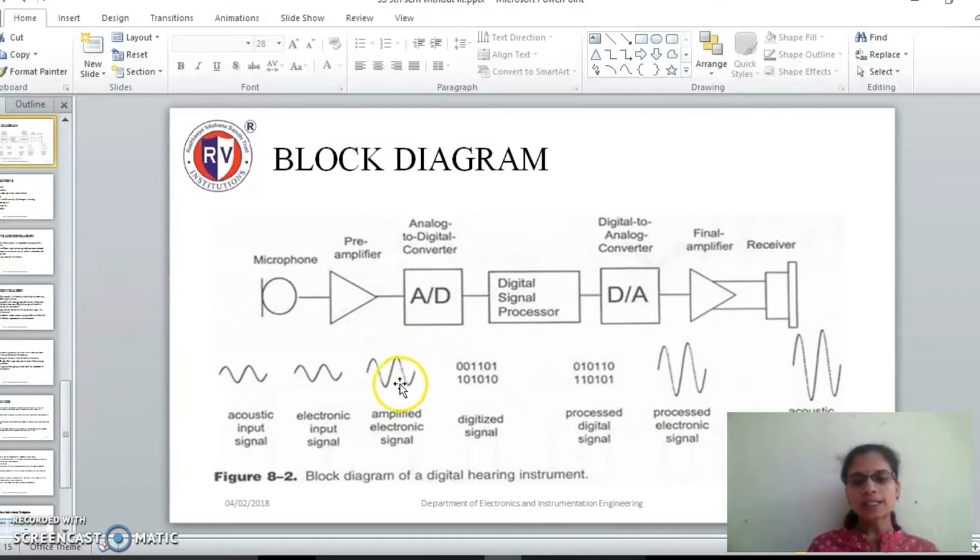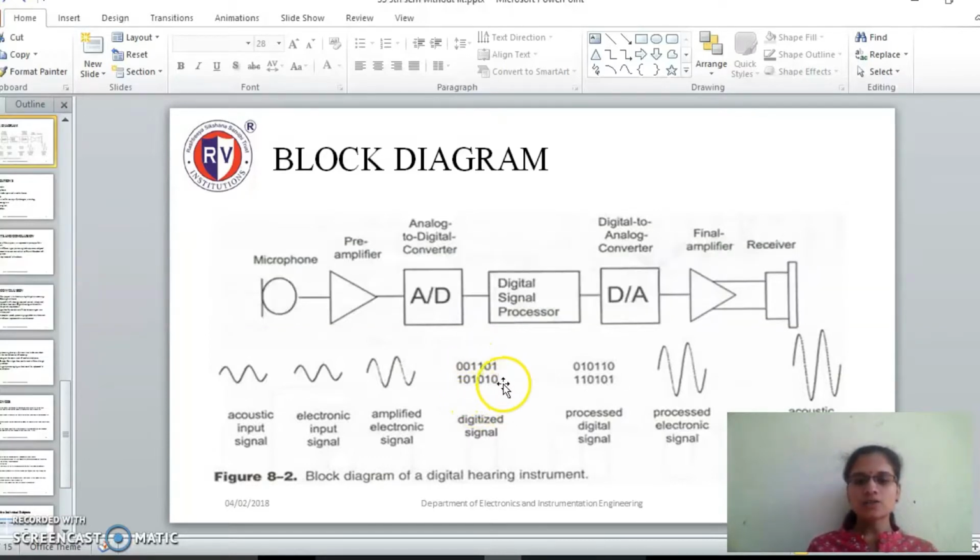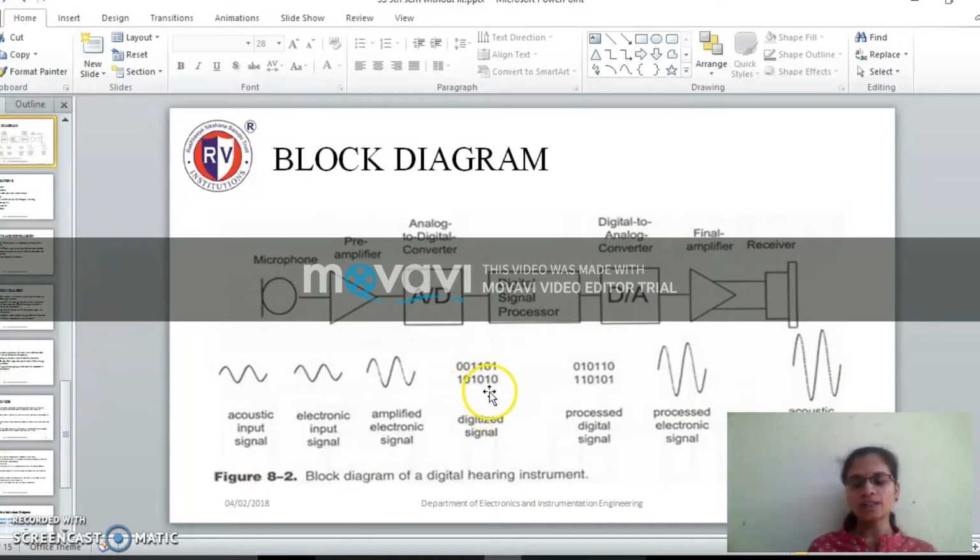After the electrical signal is amplified, it is converted into a digital signal using an analog-to-digital converter. We are converting it into digital form, like zeros and ones. That digital signal is filtered using a digital signal processor. The processor is nothing but filtering that digital signal, which means reducing the noise in the signal.